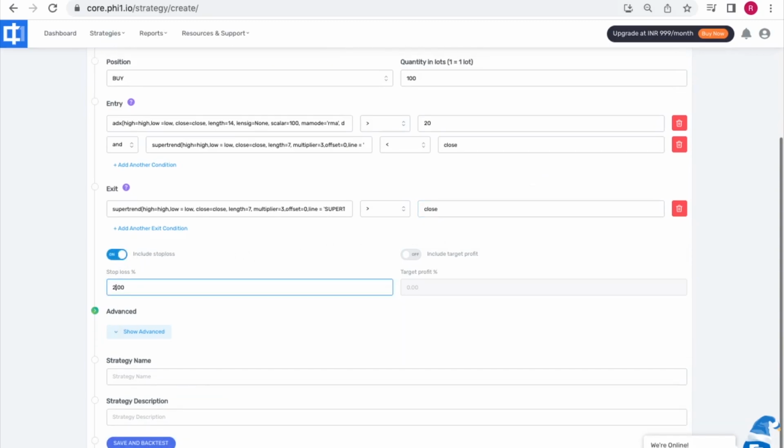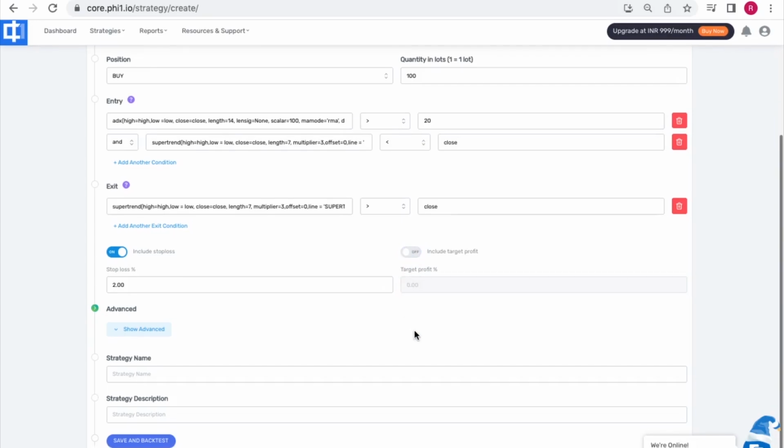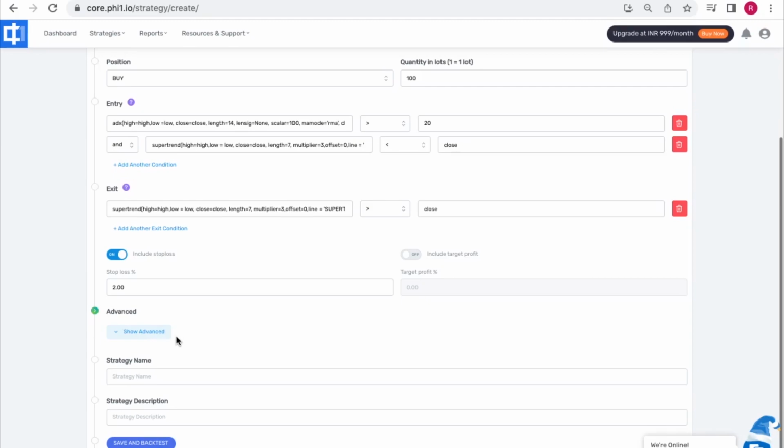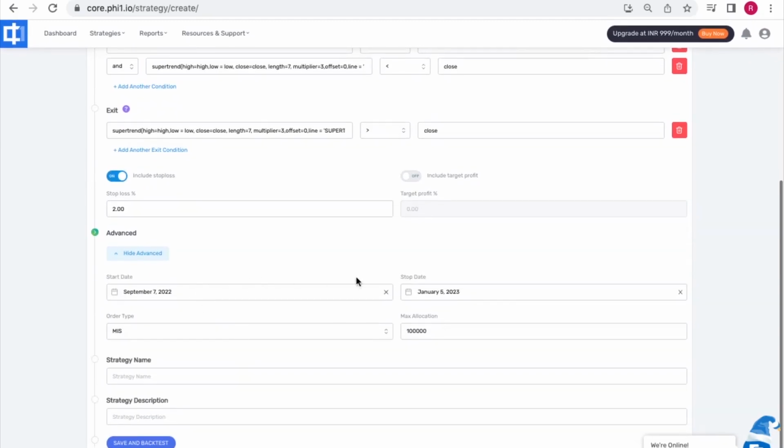Always add a stop loss to your strategy so that you can avoid making big losses. If you wish to add a target profit, you are free to do so. Simply toggle this to on and type in your target profit. I'm not going to put a target profit in this case. You can also tweak your backtest period here. I'm leaving it as is. Also, it's recommended that you test your strategy with different backtest periods because you don't want any biases in your results. Name your strategy and click Save and Backtest.